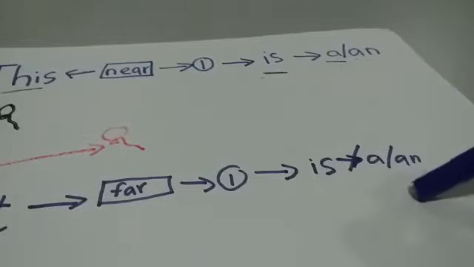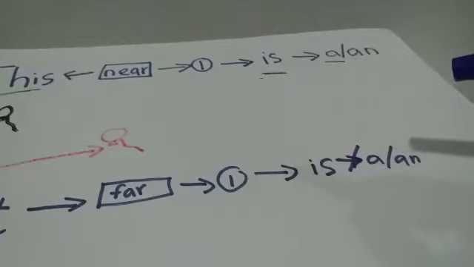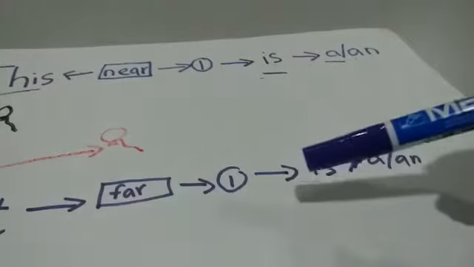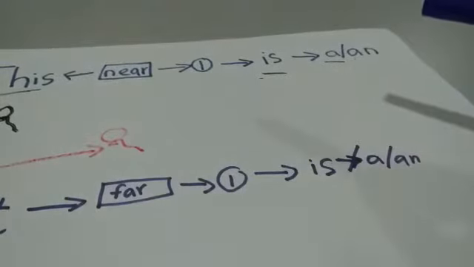An is used if the object starts with a vowel. Vowels are A, E, I, O, U. For example, if there is an apple, you cannot say this is a apple. You have to say this is an apple, because apple starts with A. I will teach you about vowels inshallah in the after 2 sessions. After I teach this and that, I will teach you about vowels.